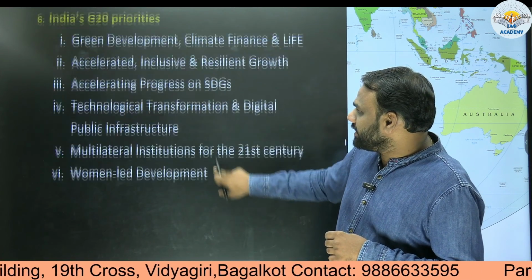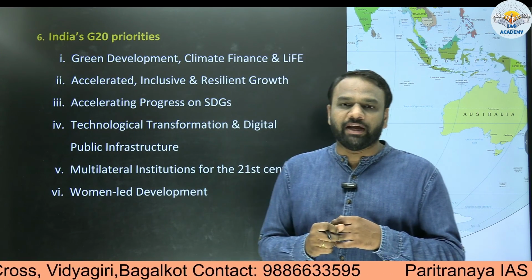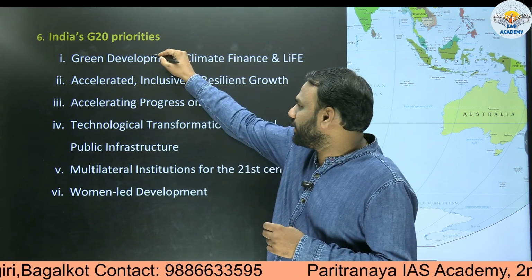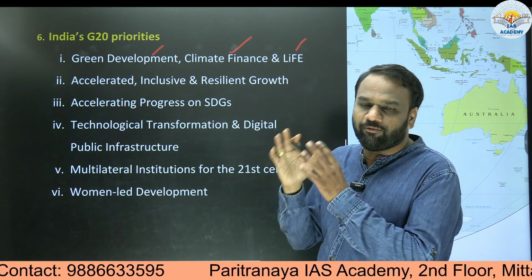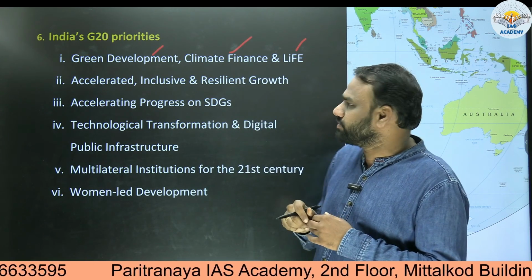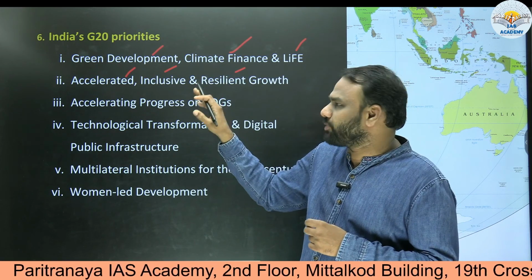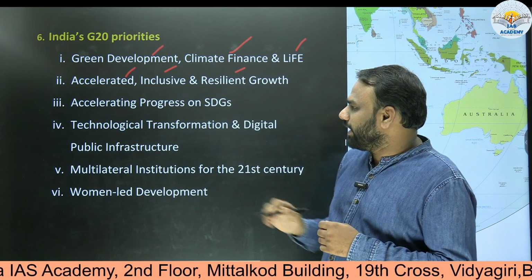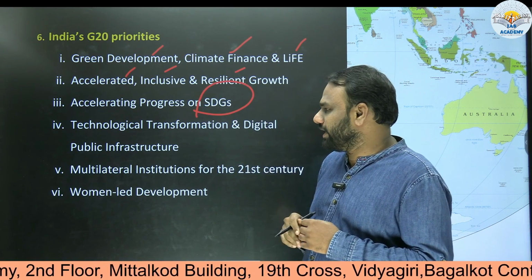Now, finally, India's G20 priorities. What are the priority areas which India focused on during its G20 summit? One is green development, clean finance and LiFE. We have made separate videos for all these topics, so you can refer to our videos. Similarly, accelerated, inclusive and resilient growth was also one of the priorities. Important: accelerating progress on sustainable development goals was one of India's priorities.